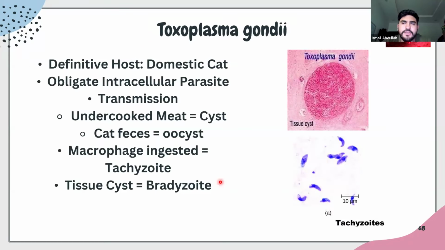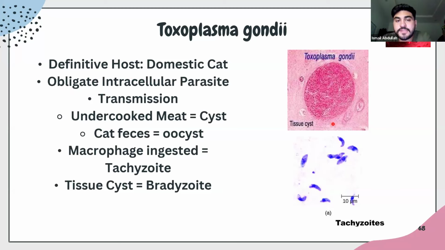Okay. Toxoplasma gondii, or the cat disease, as people call it. So the definitive host would be the domestic cat. Okay. This is an obligate intracellular parasite. Why is this clinically important to know? Because it can't survive that much outside an organism. Yes, it's an obligate intracellular parasite, so it cannot survive outside an organism. Plus, it's very difficult to treat because it has to be intracellular, inside a cell.